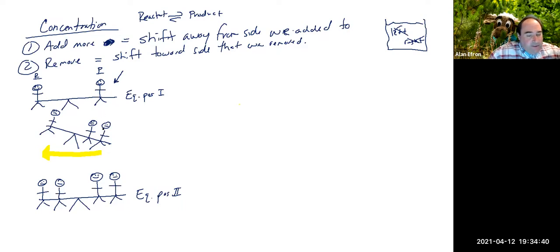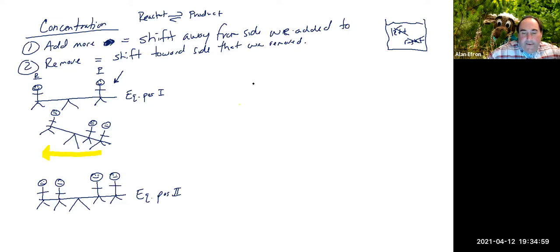So this is what happens in a situation where we add more concentration. We added more to the product side. It messed up the equilibrium, which is the middle picture. To fix that, we need to put more people or make more people away from where we added. And we once again come back to equilibrium. Any questions on that there?